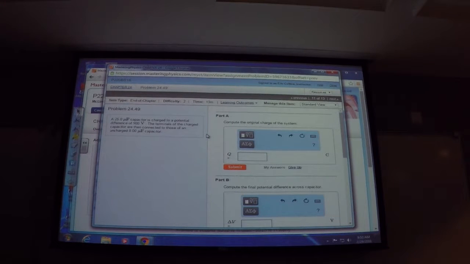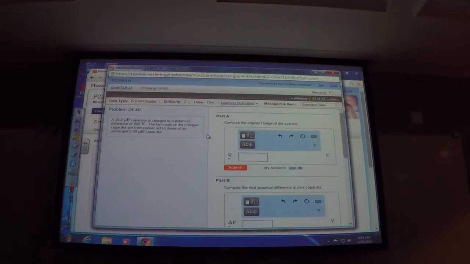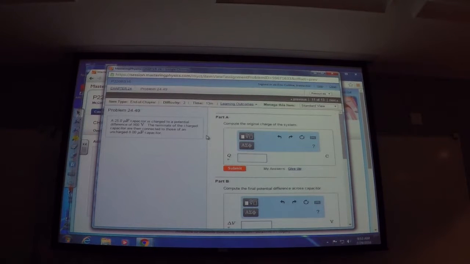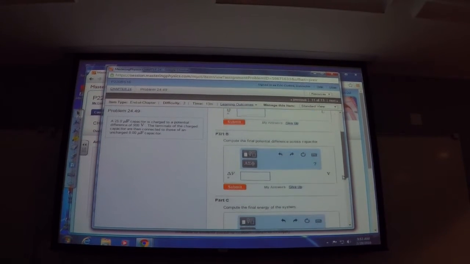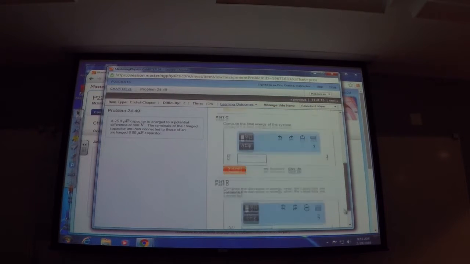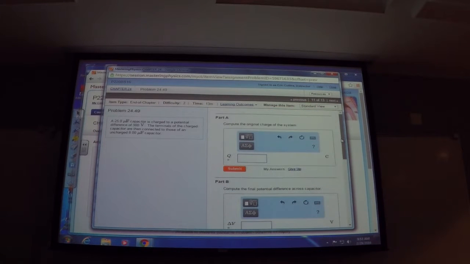Okay. All right, so it says a 25 microfarad capacitor is charged to a potential difference of 900 volts. The terminals of the charged capacitor are then connected to those of an uncharged 8 microfarad capacitor. Then it says compute the original charge of the system, and then compute the final potential difference across the capacitor, and then compute the final energy of the system, and we can compute the energy decrease when the capacitors are connected.